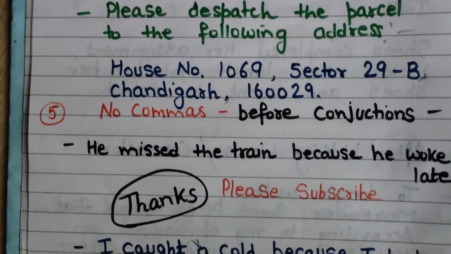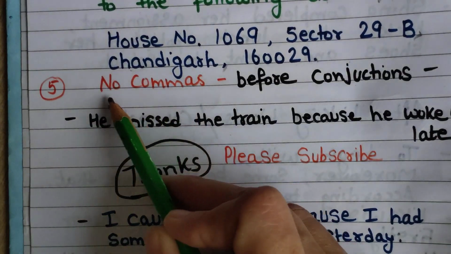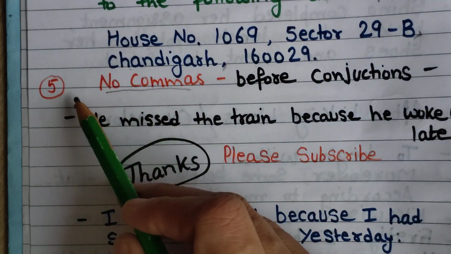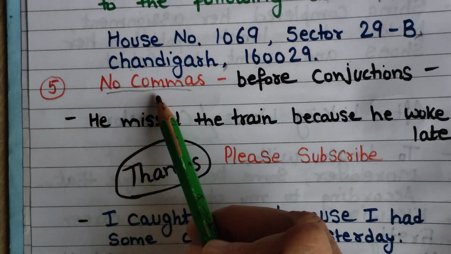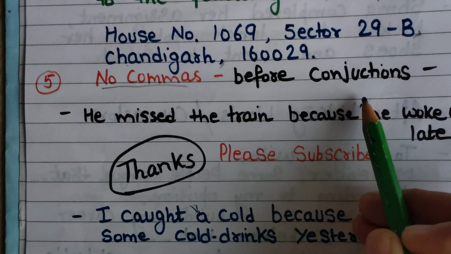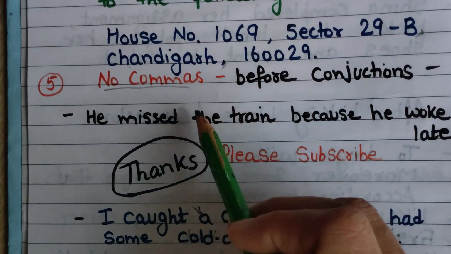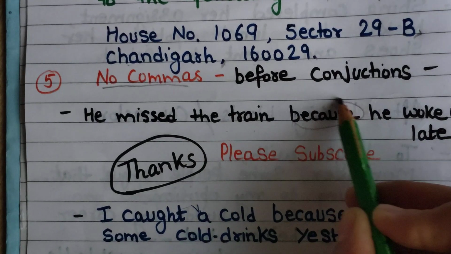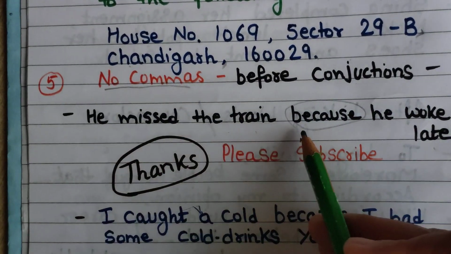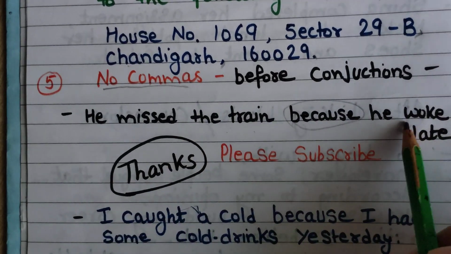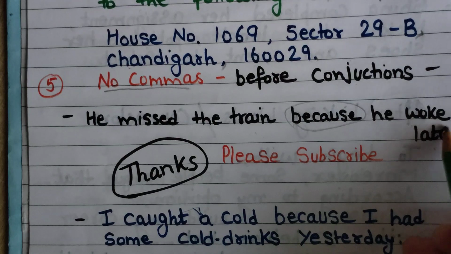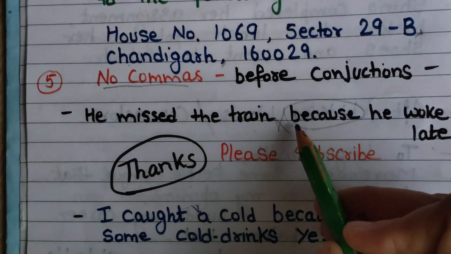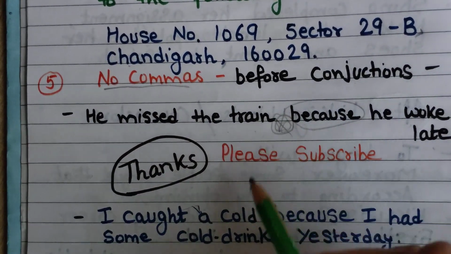Now the fifth rule. No comma. In some places we don't use any commas, and that's why we have some rules like that. No commas before a conjunction. Sometimes we should not use any commas. For example, he missed the train because he woke up late. Now we are using this because. He missed the train, why? Because he woke up late. So they are interrelated, giving the reasoning. That's why there is no comma over here. The sentence is correct, but I am telling you no comma should be there.